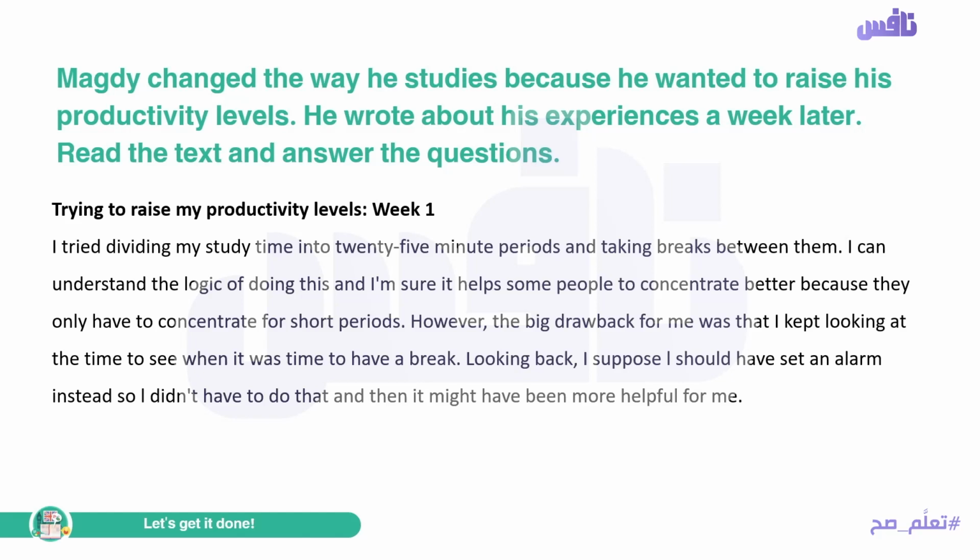However, the big drawback for me was that I kept looking at the time to see when it was time to have a break. Of course, we know that the word drawback means defect, and we also took the expression pros and cons. Then he says, looking back, I suppose I should have set an alarm. Set an alarm means to set the alarm clock. Instead, so I didn't have to do that, and then it might have been more helpful for me.